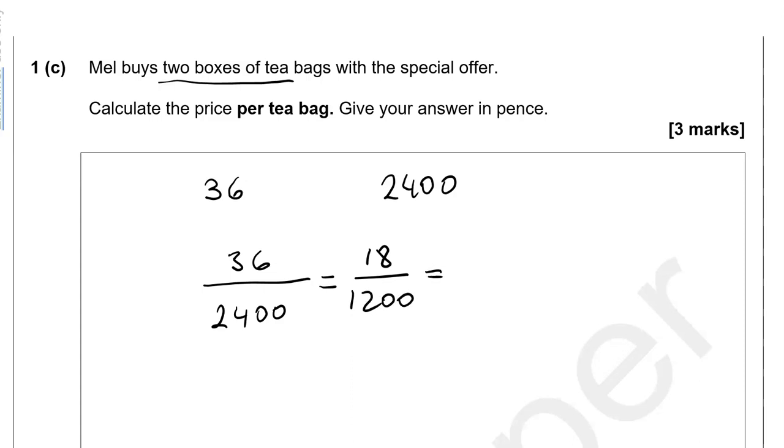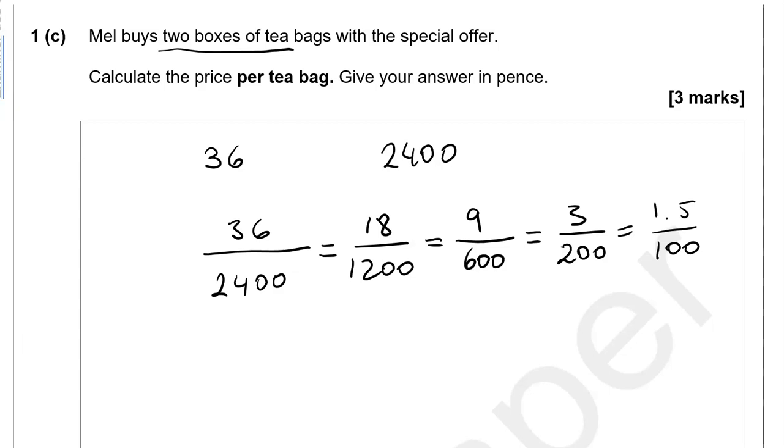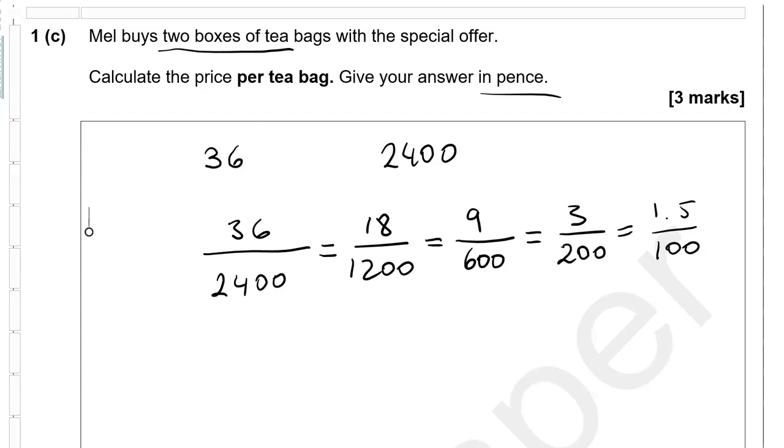I can keep going and divide again by 2. So 18 divided by 2 gives me 9. 1,200 gives me 600 when divided by 2. I can now divide both numbers by 3. So I then get 3 over 200, which is the same as 1.5 out of 100. And as you know, this relates to money, so we're talking about pence. When you have 1.5 out of 100, that is 1.5 pence, because there are 100 pence in a whole pound.